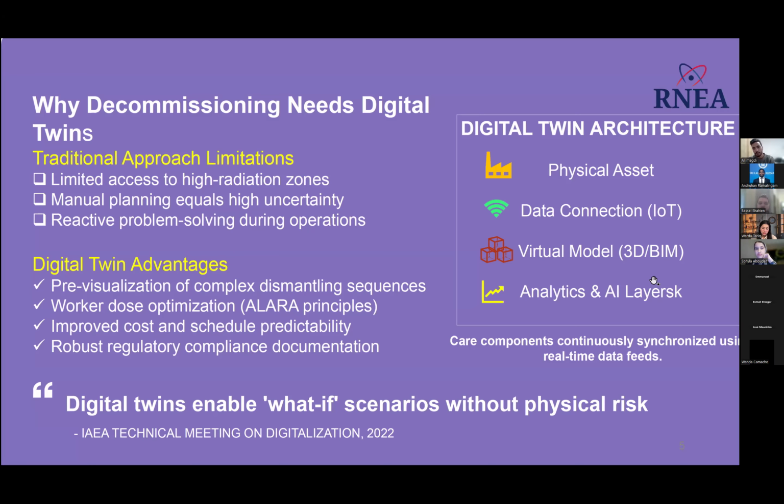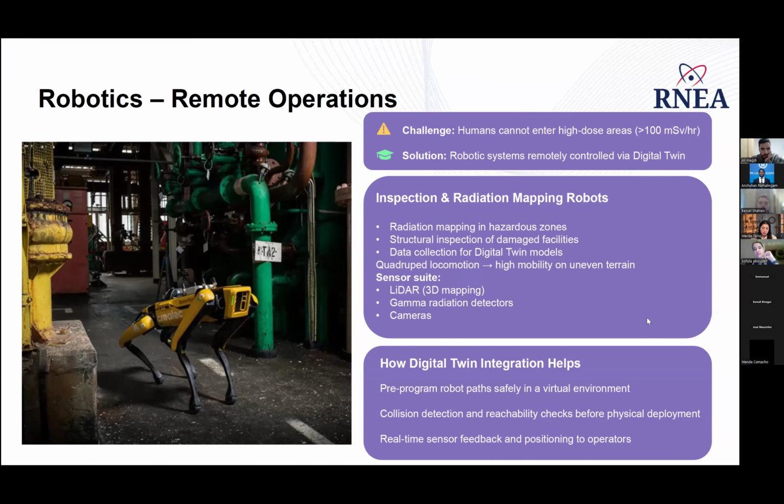So now let's get into applications, starting with robotics. The constraint is straightforward. If dose rates exceed safe limits, humans can't go in. So we send robots instead, but with a critical upgrade. They're guided by the digital twin. So take inspection and radiation mapping robots, for example.